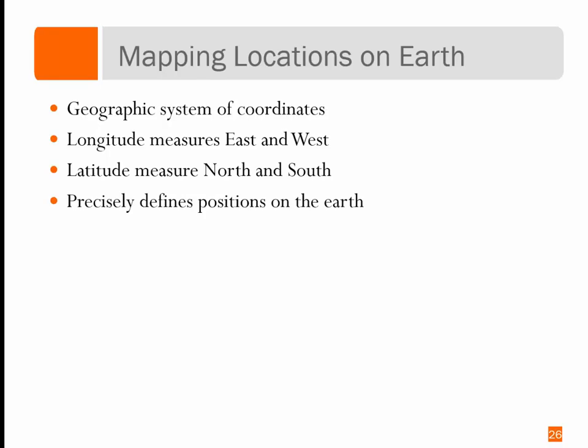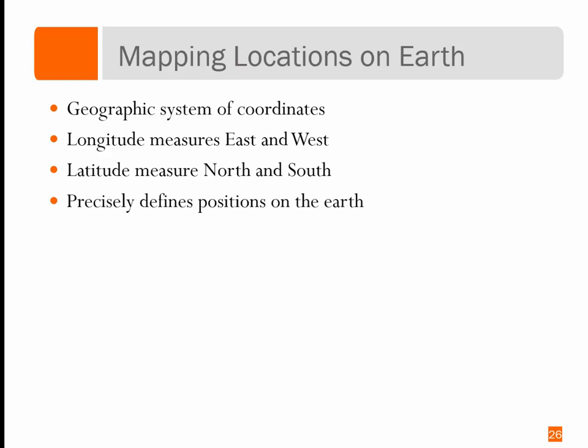Now let's talk about mapping locations on Earth. So in order to make sense of the Earth and different locations, to give us a perspective on where different things are, a geographic system of coordinates was developed. Basically, latitude and longitude is a common way that we've all agreed, all the countries and peoples around the world, to measure or determine where someone or a location might be on Earth.